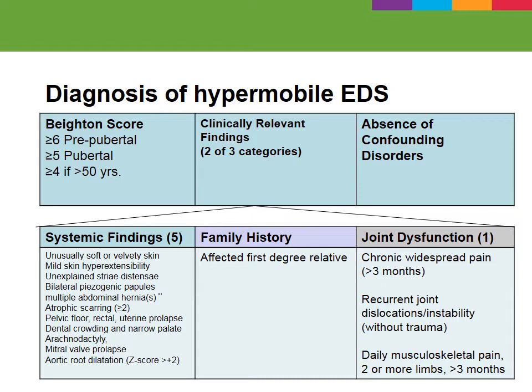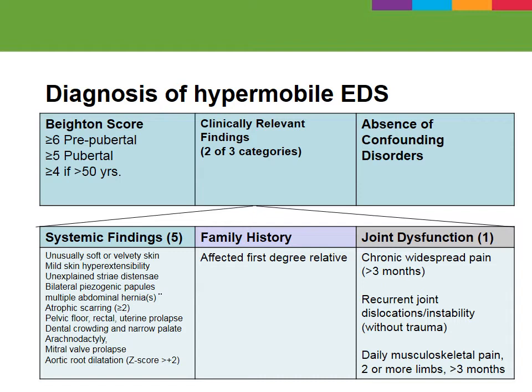Now we are looking at this disorder as having some sort of clinical relevance, and the Beighton score has also been adjusted for age and developmental status. So for children who are prepubertal, a Beighton score must now be greater than or equal to 6. Whereas children who have gone through puberty are still at the same criteria of 5. If patients are greater than 50 years old, a score of 4 or more is considered acceptable. However, the diagnosis no longer rests solely on the Beighton score, but it requires clinically relevant findings.